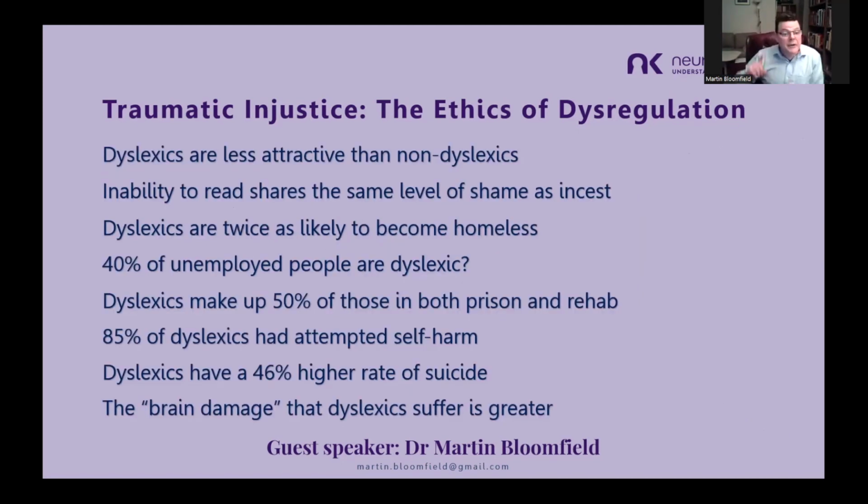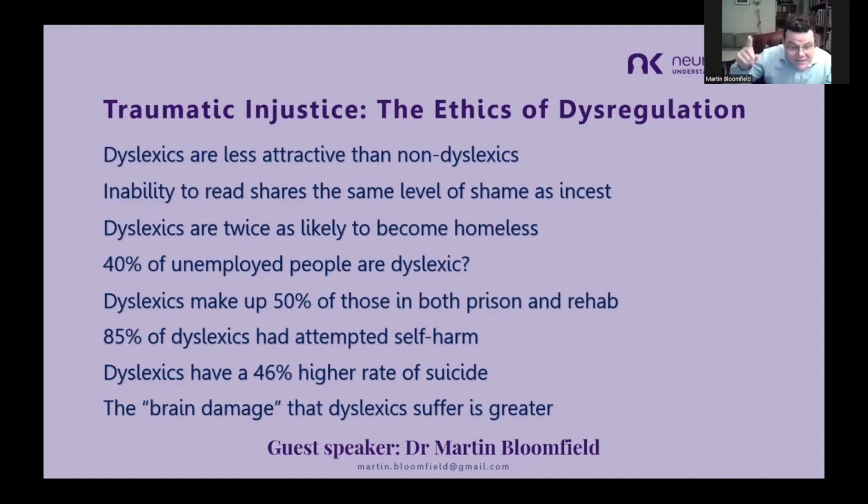Because what we find now is, first of all, dyslexics are less attractive than non-dyslexics. The inability to read shares the same level of shame as incest. Dyslexics are twice as likely to become homeless. 40% of unemployed people are dyslexic. Dyslexics make up 50% of those in both prison and rehab. 85% of dyslexics had attempted self-harm. Dyslexics have a 46% higher rate of suicide.